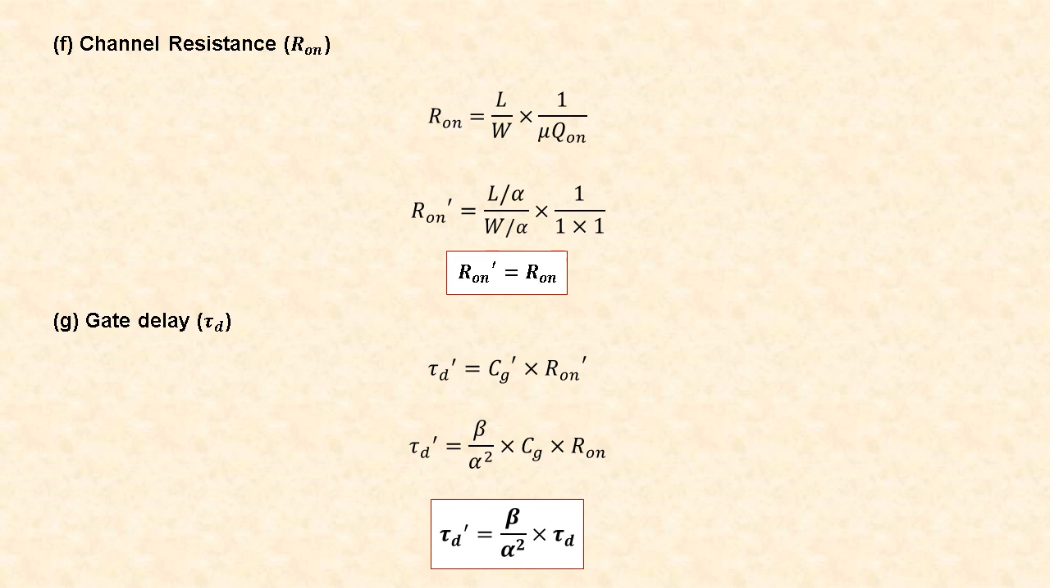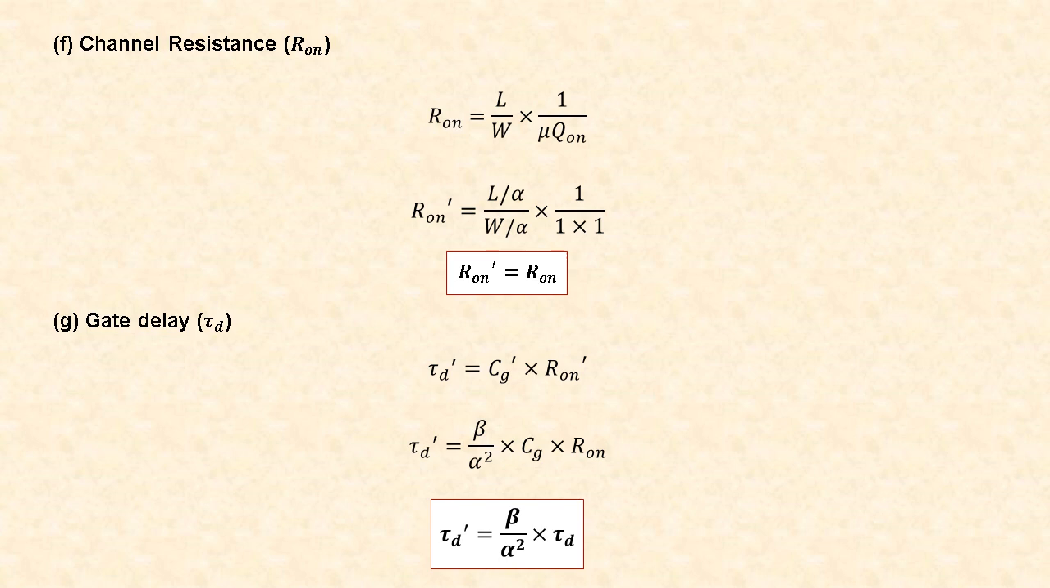L is the length, W is the width, mu is the mobility and Q on is the carrier density. Here length is scaled by 1 by alpha, width is scaled by 1 by alpha and mobility is a constant, so it is scaled by 1 and the carrier density is also scaled by 1. So simplifying, we have the scaled channel resistance as the original channel resistance. It means there is no effect of scaling.